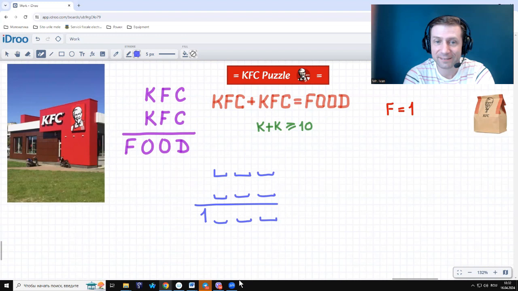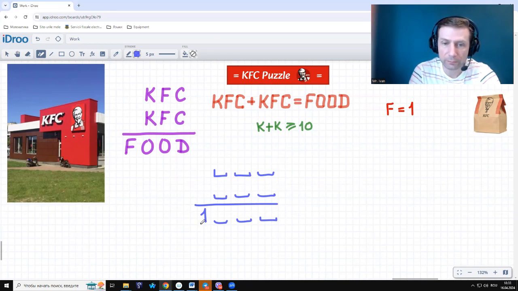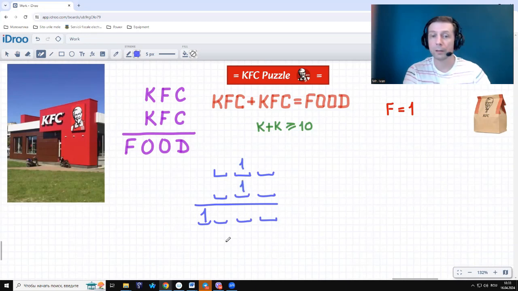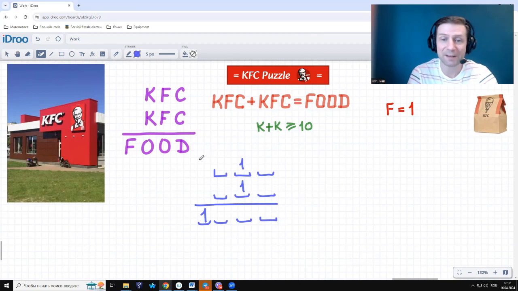Okay, done. Well, let's continue in this case. So we know that here is 1, here is 1, we know that here is 1, and here is 1, right? And it looks like, again, there are too many options and it could be literally anything. But things are much more interesting with this puzzle.